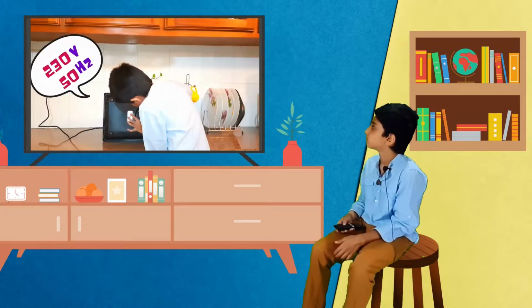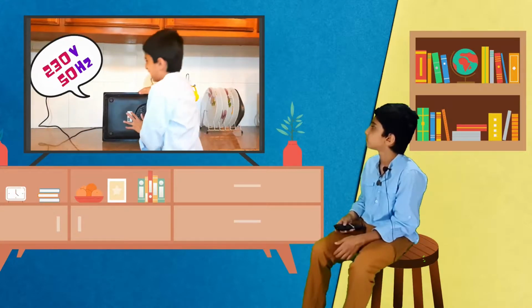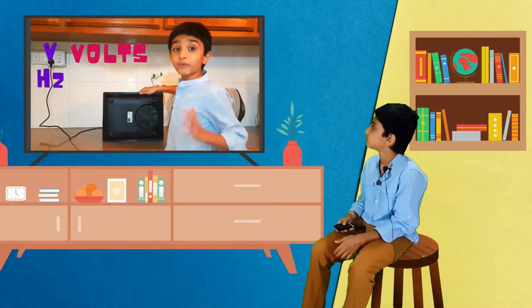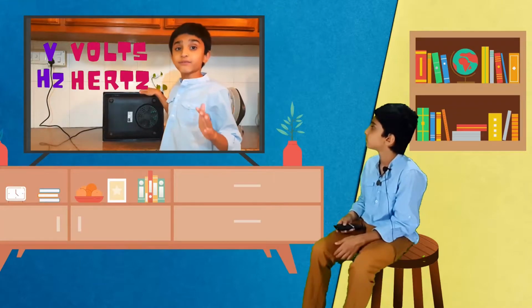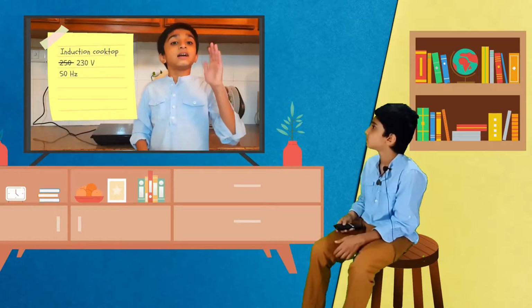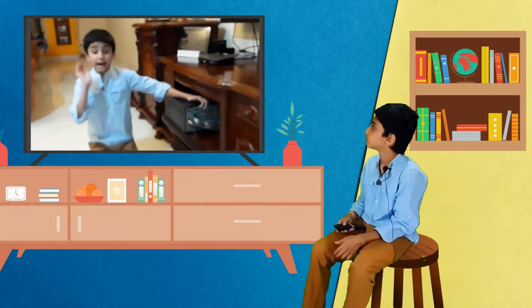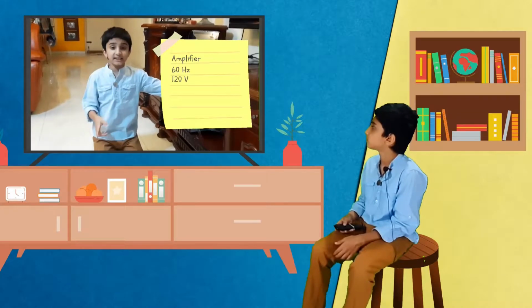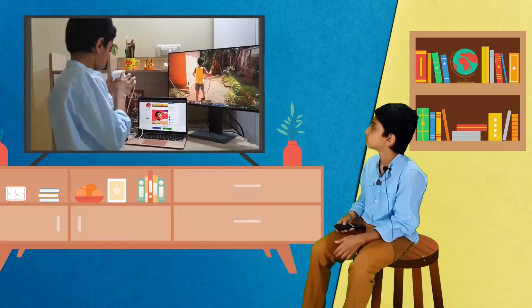It's written 230V and 50 hertz. V stands for volts and hertz stands for hertz. This induction cooktop, 250 volts, 50 hertz. Amplifier, 60 hertz, 120 volts.